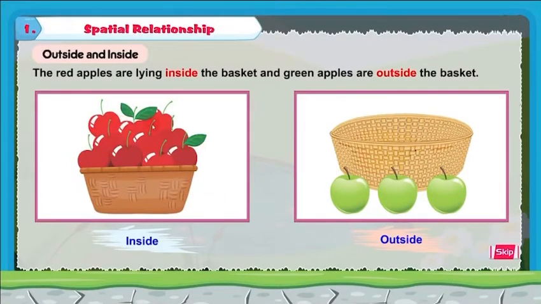The apples here, the red apples, are inside the basket. Now let's read the sentence. The red apples are lying inside the basket. Yes, the red apples are inside the basket. And green apples are outside the basket. Here the green apples are outside the basket. This is about inside and outside.